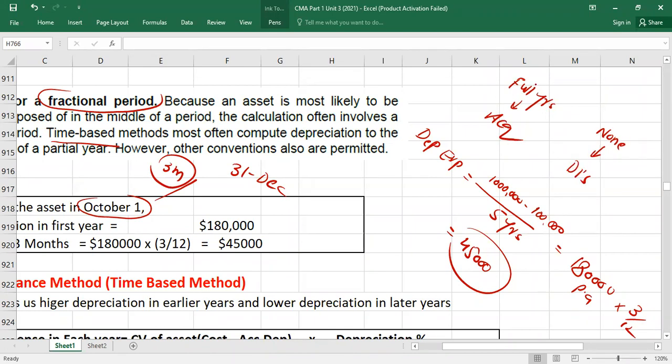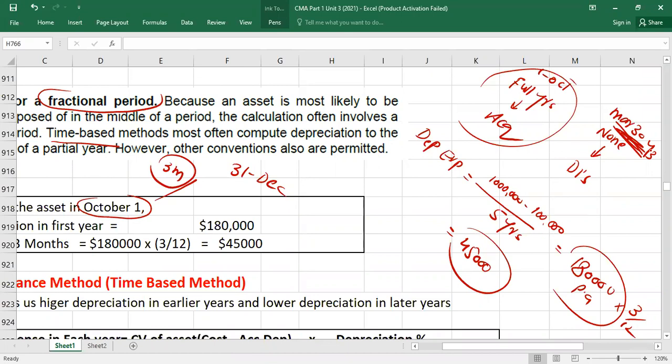And I'm assuming you bought the asset on 1st October, year 1. You sold the asset on, for example, March 30th, year 3. In the first year, what depreciation will you charge? Full year, regardless of the date of purchase, like 180,000 full depreciation. And in the year of disposal, don't calculate the depreciation of 3 months. Because what is the policy? None in the year of disposal. You will not calculate any depreciation.